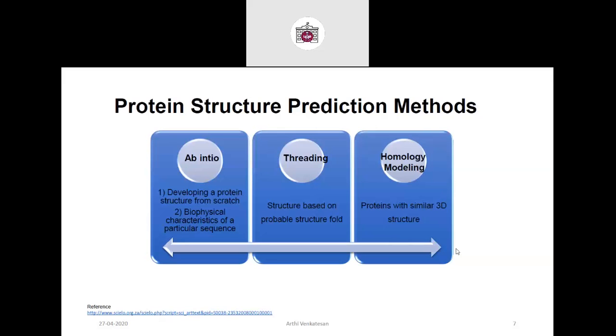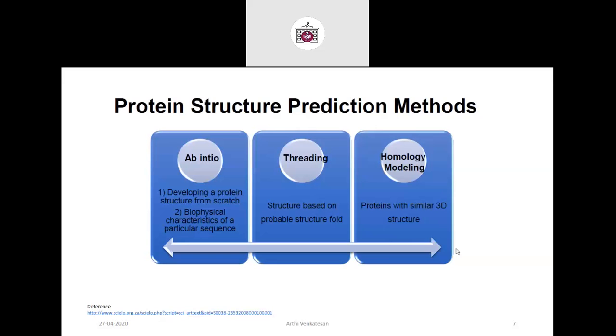For example, so far Dr. Arthi explained all the classical methods that are used for crystallizing the structure, but she also mentioned the disadvantages associated with them. One disadvantage is that it is time consuming. So what we bioinformaticians normally do is take the sequence and convert it into a structure using different bioinformatics tools and methods that we'll be talking about later.